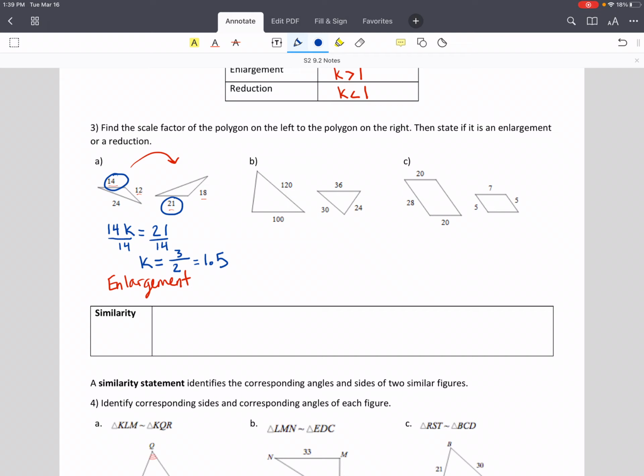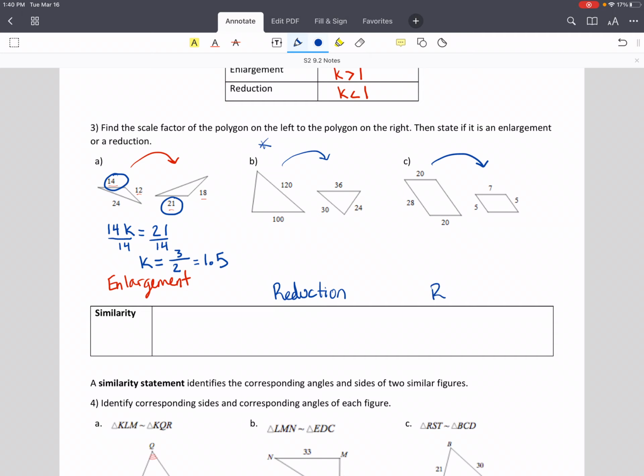Okay, coming to my next one here, we're going from left to right. I already know that this is going to be a reduction because it's getting smaller, so that means my scale factor should be less than 1. And so now our job is to just line up our matching sides. And I can look at this, and to me it looks like the 120 is going with 36. Maybe, you know what? We'll come do part C instead because we're going to get to this idea a little bit later.